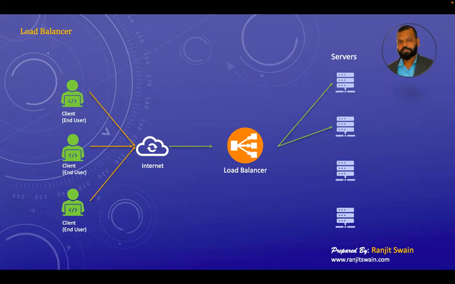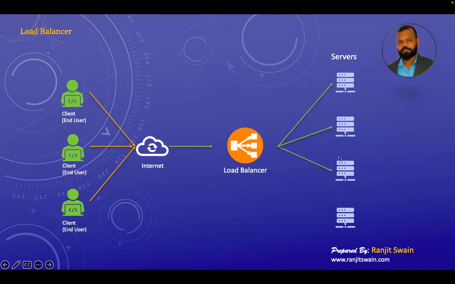If you see this diagram, we have the internet and the load balancer is sitting here like a router. Suppose we have 4 servers added to this load balancer, and requests are coming from multiple end users through the internet. The load balancer is internet facing, and users access the servers through it. The request from the users goes to the load balancer, and the load balancer distributes or redirects the request to the servers.